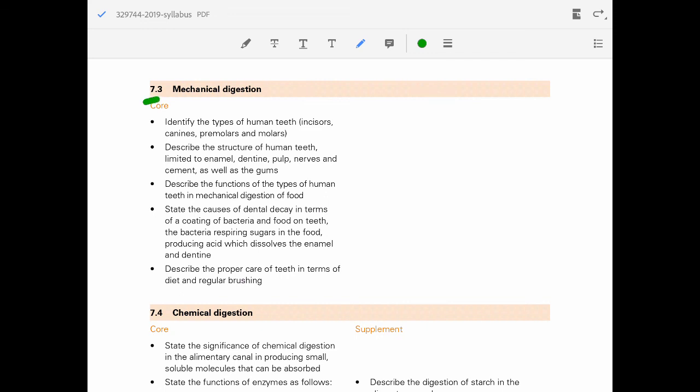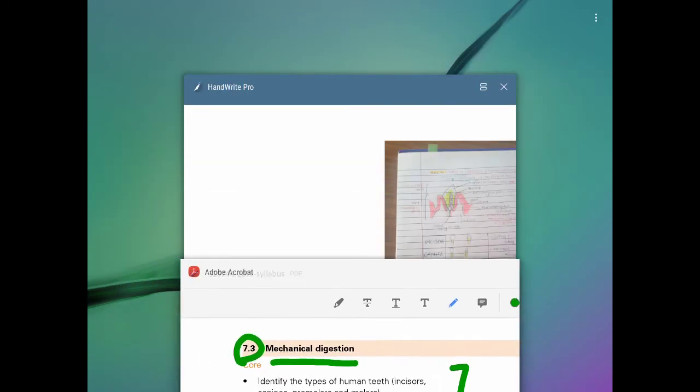Today we'll be doing 7.3, which is about mechanical digestion. We will be covering all of these points today, and I summarized it in a revision sheet, which you can take a picture of. Right now it's going to help you a lot, and all these points are summarized in one page.